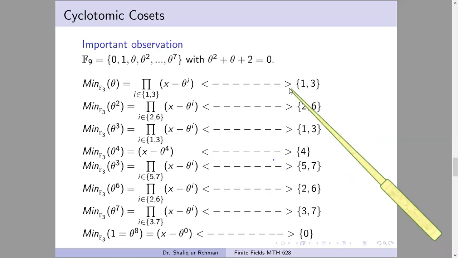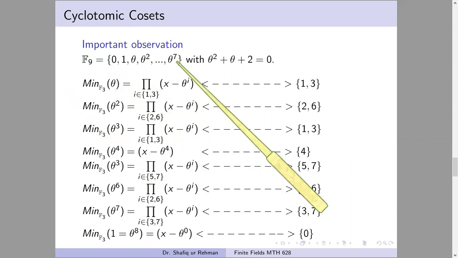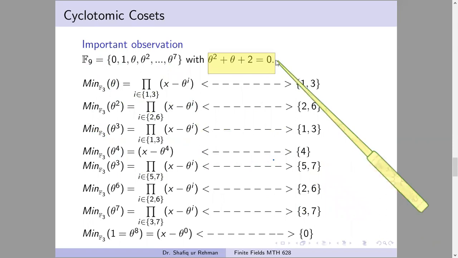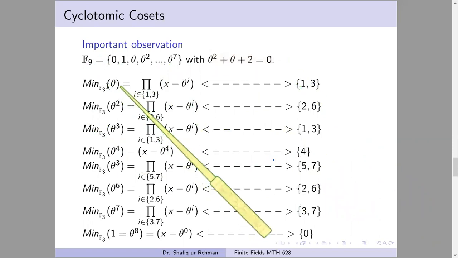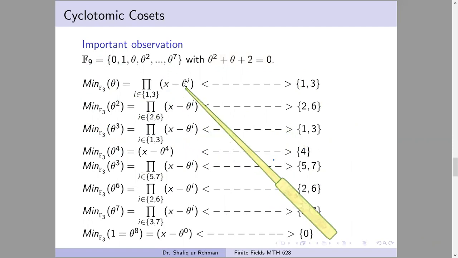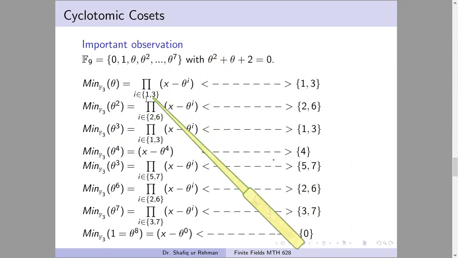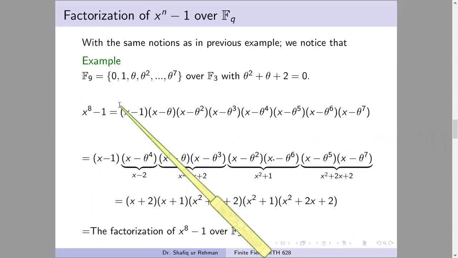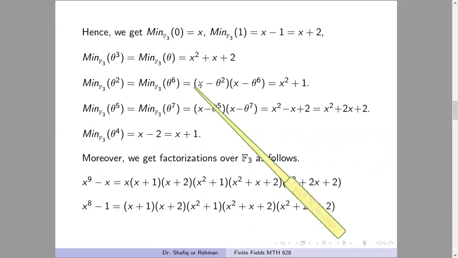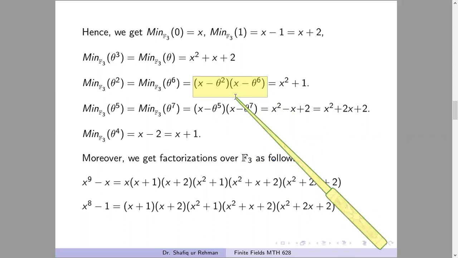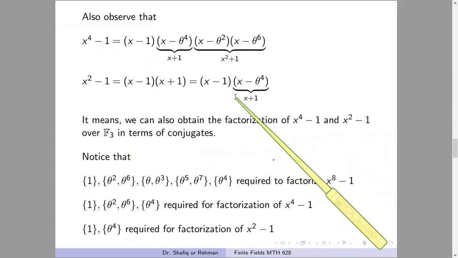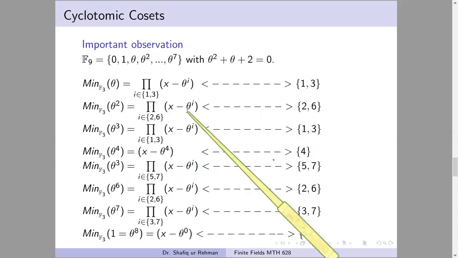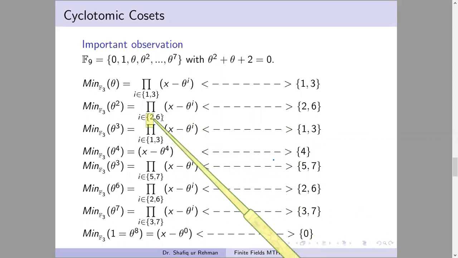Yes, this is an important observation. For the sake of convenience, we first notice that we have this field F9. Theta is a primitive element. This is the minimal polynomial of theta, which we can obtain in this way: the product of x minus theta power i, where i varies from 1 and 3. Similarly, when we obtain the minimal polynomial of theta square, we have x minus theta square into x minus theta 6, and we can write it as x minus theta power i, where i varies over this set.